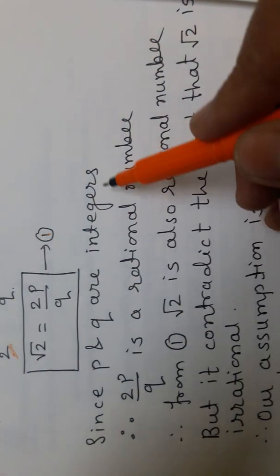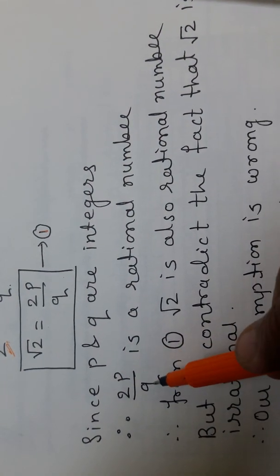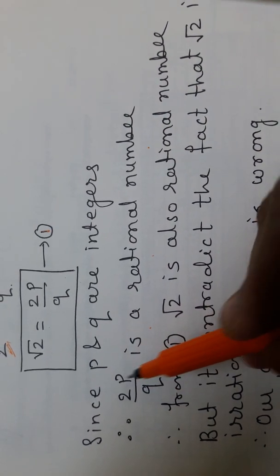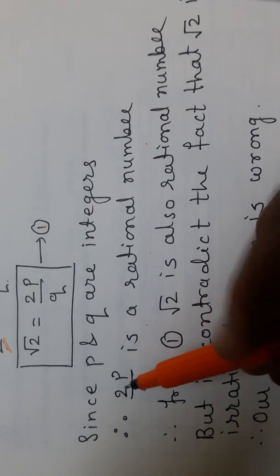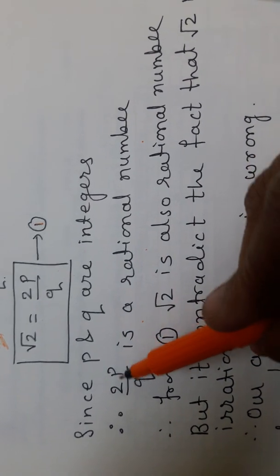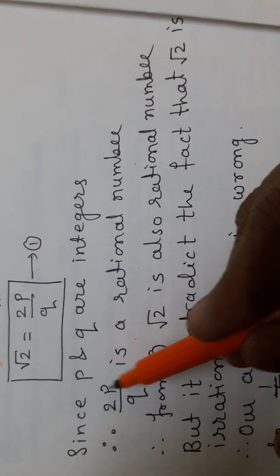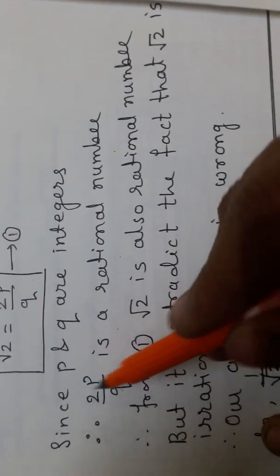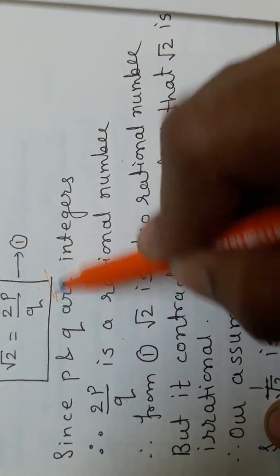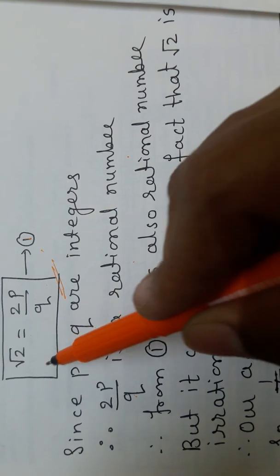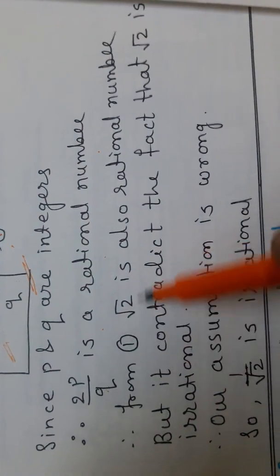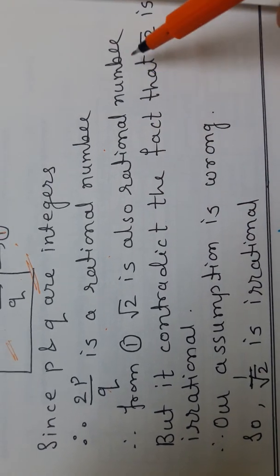Since p and q are integers, therefore 2p upon q is a rational number. If we consider p as 1 and q as 2, we get 2 by 2, which means 1, and 1 is a rational number. If we consider p as 2 and q as 3, 4 by 3 is also a rational number. Therefore, from this equation, the right hand side is rational, so the left hand side is also a rational number. So, from 1, root 2 is also a rational number.